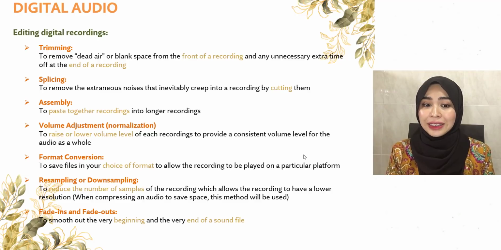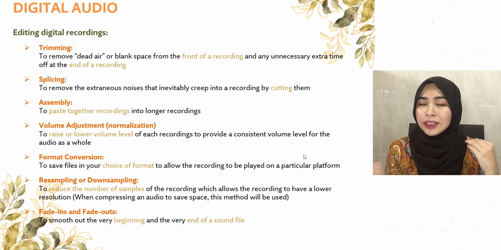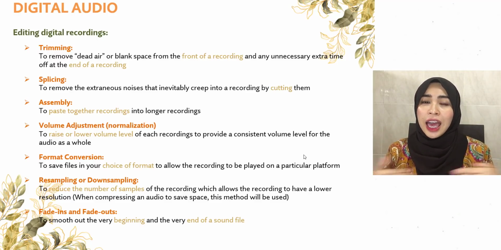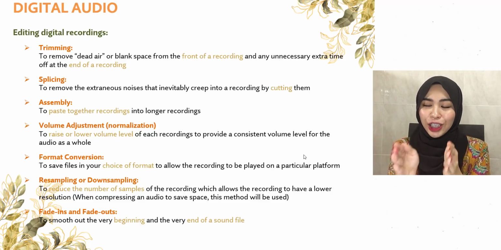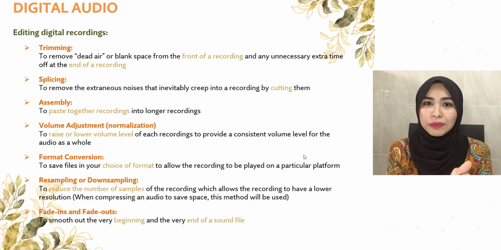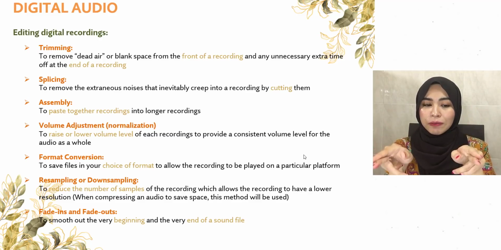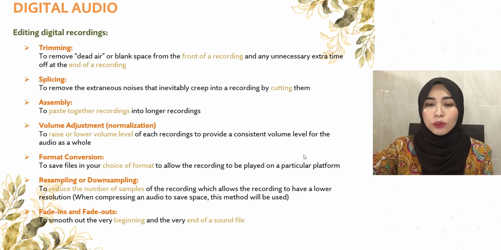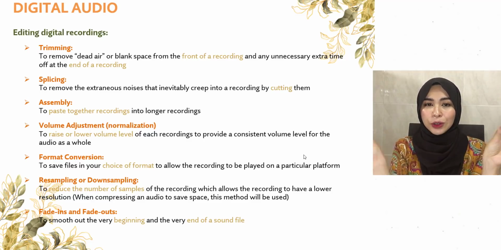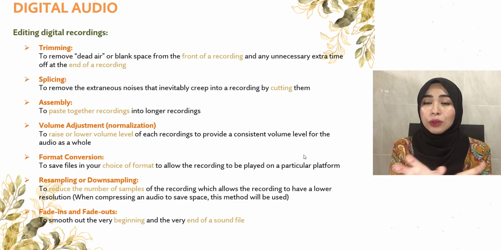The next technique is called splicing. Splicing is removing the extra noises that inevitably creep into a recording by cutting them out. Let's say you try to record your audio, then suddenly your friend comes into the room and says, hey. Within your recording, you will have this hey sound that you don't want. What you can do is cut it out. You splice it out, you take this part off and remove that particular audio. So you will have two different audios that are separated. To combine them back together, this is called assembly, where you paste together recordings into longer recordings. So you have splicing and assembly.